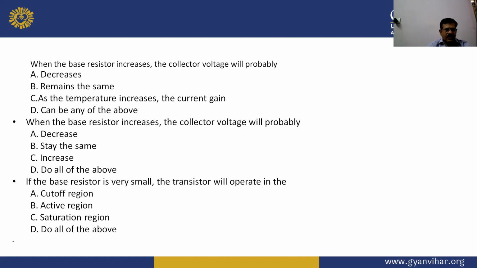Next question: if the base resistor is very small, the transistor will operate in the cutoff region, active region, saturation region, or all of the above. The correct answer is B, the active region, because generally a transistor will operate in the active region or linear region. So here the correct answer is B.